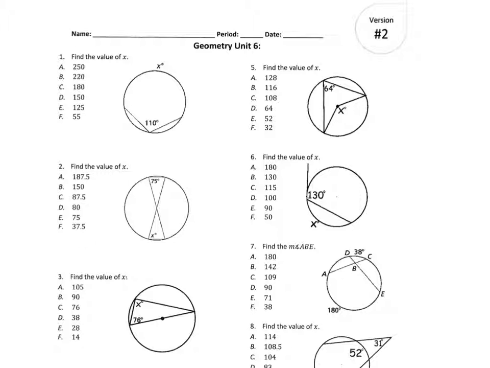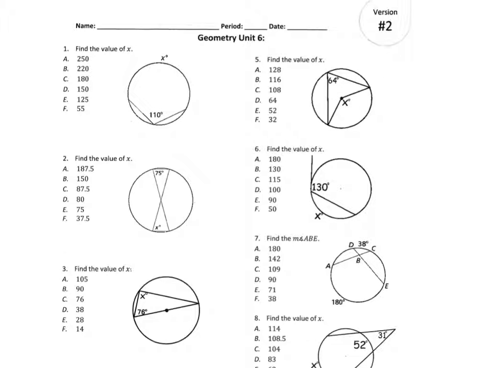All right, it's Mr. Robertson here, and we're going to go through these last couple questions together. So when we have a problem like number 1 on this back page, it says find the value of x. We're looking for an arc length. So we want to find the distance from here to here. We look at this angle on the inside, and all we have to do is multiply this number by 2 to get our answer. So we just do 110 times 2, and our answer for that one is 220 degrees.